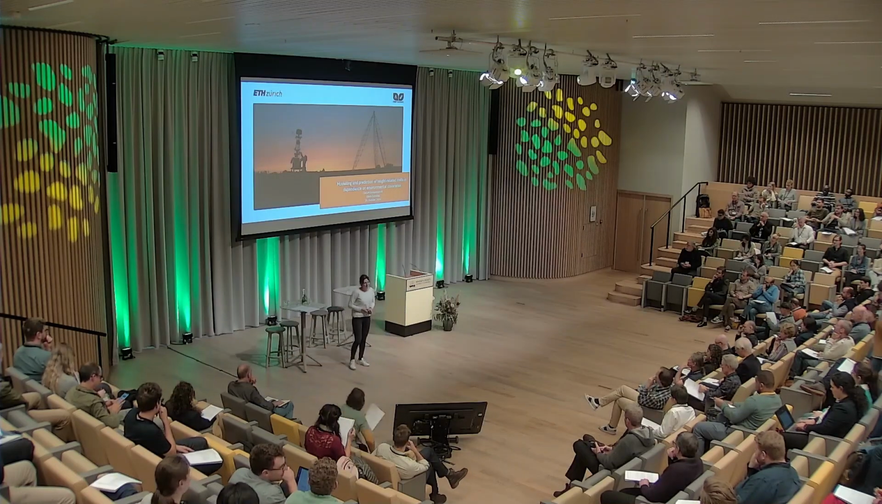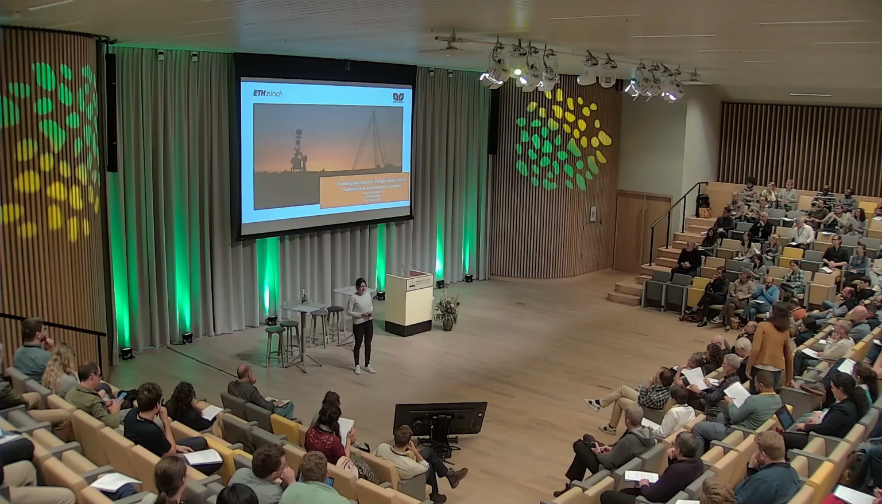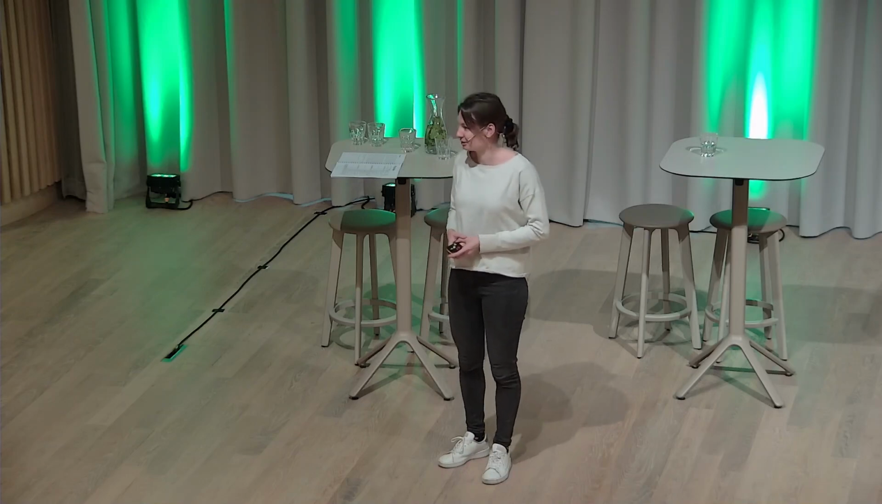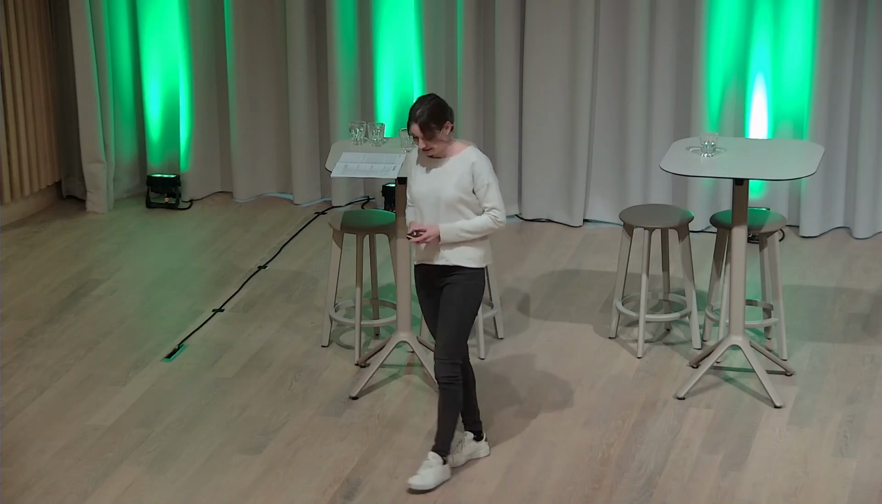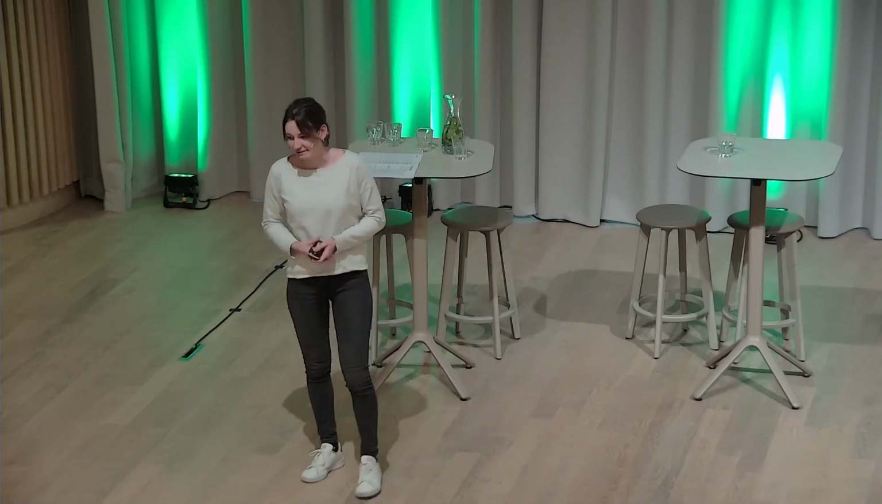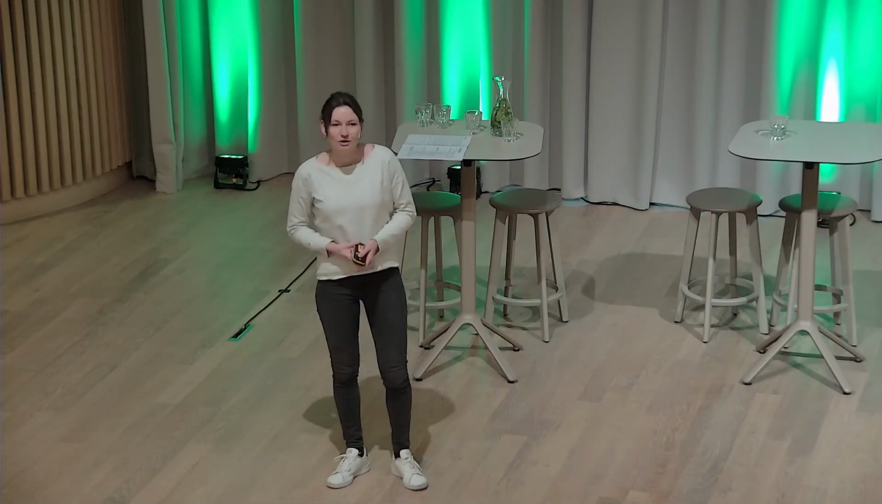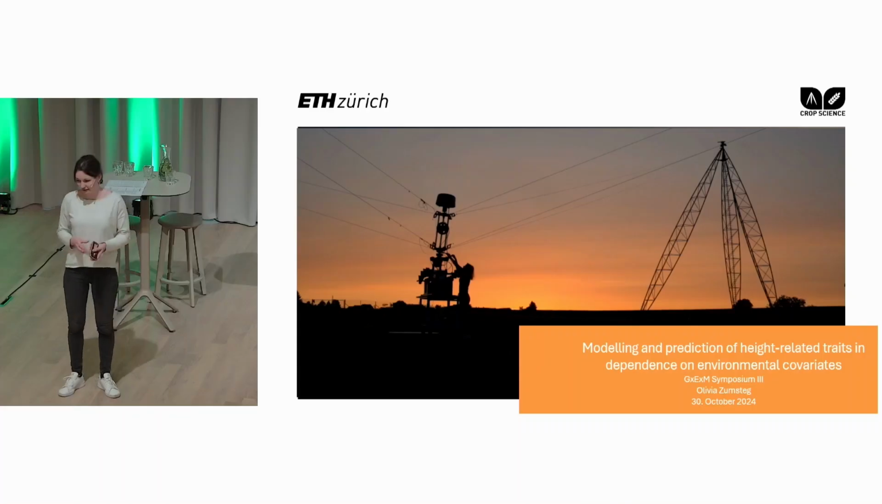I'm Olivia Zumsteg, a PhD student from the crop science group at ETH in Switzerland. Today I'm going to talk about my PhD project, which also involves a collaboration with the Biometris group here in Wageningen. The title of my talk is Modeling and Prediction of Height-Related Traits in Dependence on Environmental Covariates in Wheat. So I'm working with wheat.